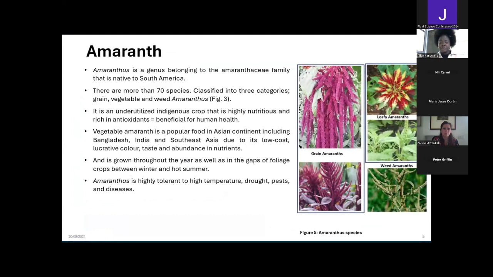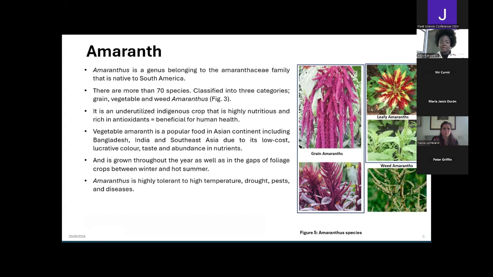Amaranthus is a genus which belongs to the Amaranthaceae family, which is native to South America and Asia. There are more than 70 species in this specific family. However, scientists are now suggesting that there might be over 150 species. This family is categorized into three categories. You get grain amaranth, you get vegetable amaranth, and you get weed amaranthus. It is an underutilized indigenous crop, which is highly nutritious and rich in antioxidants. This makes it perfect for human consumption.